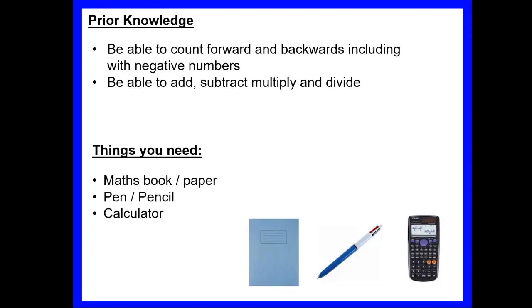So you need to be able to count forwards and backwards, including with negative numbers, and you need to be able to add, subtract, multiply and divide. Things that you need then: you'll need your maths book or some paper to write on, you need a pen or a pencil, and you may wish to have a calculator to help you with some of these questions if you feel you need it. Make sure you've got those before you start.